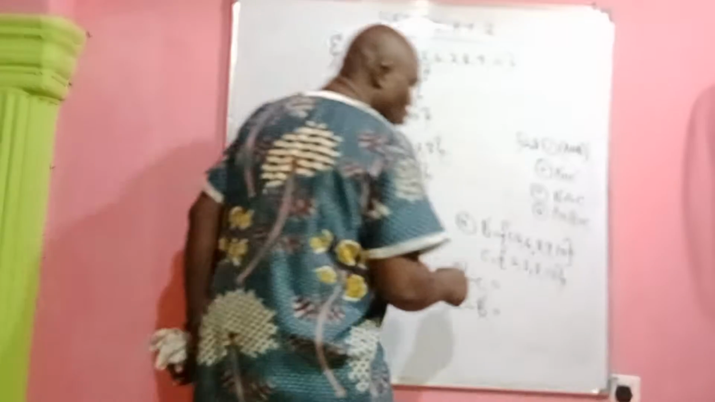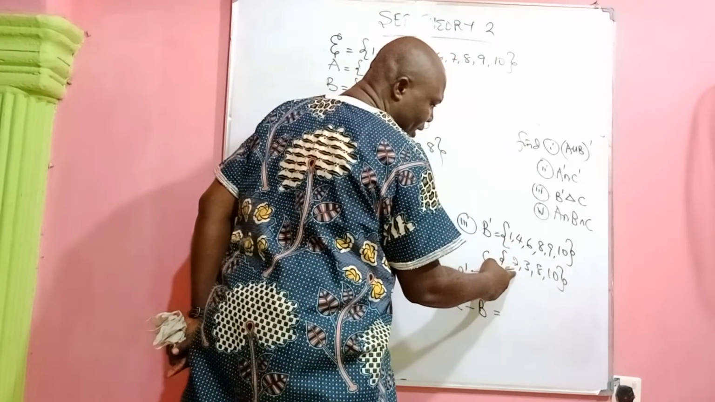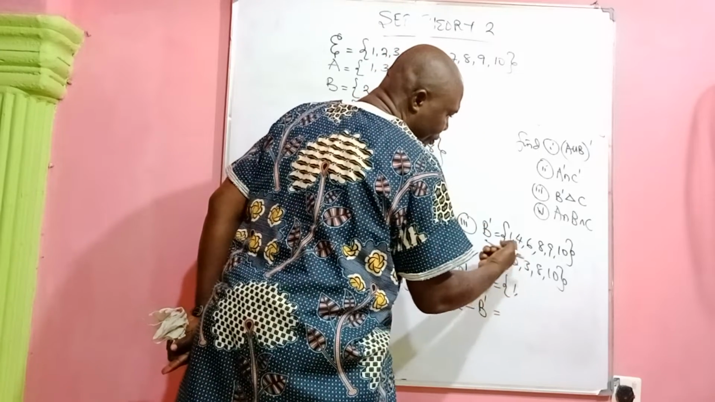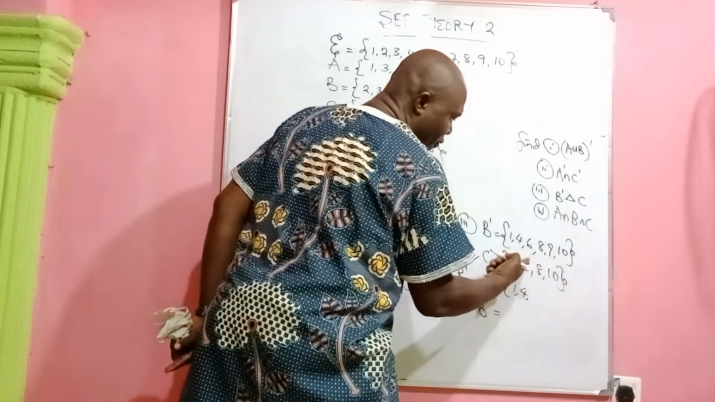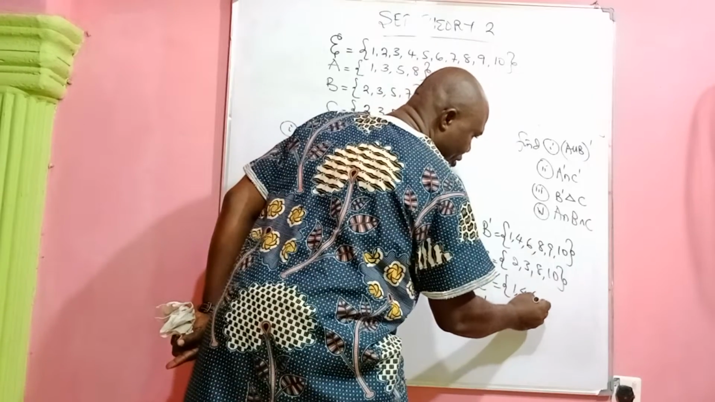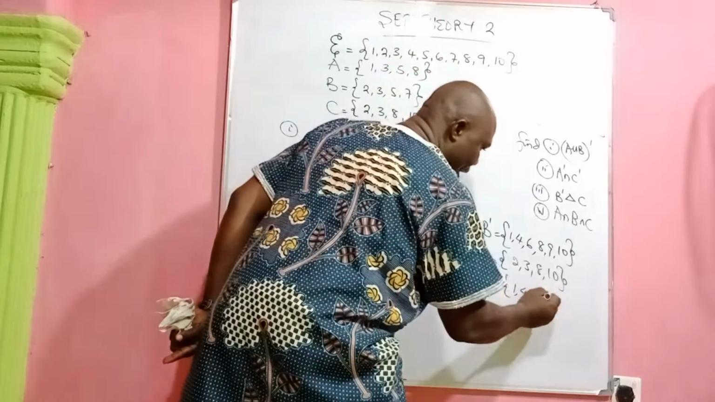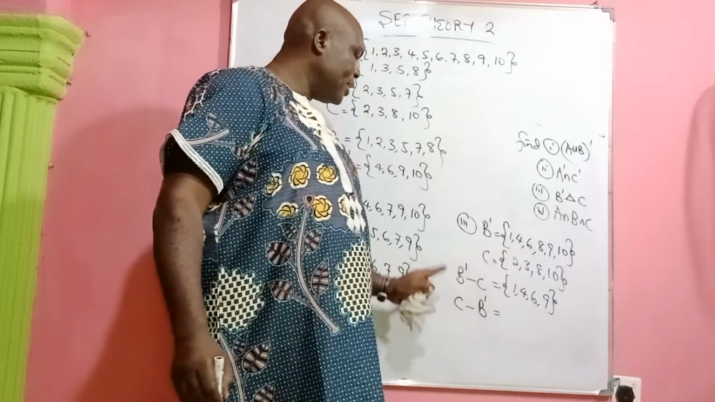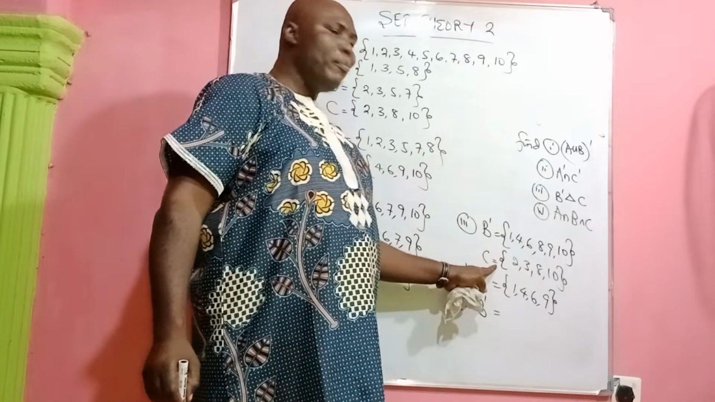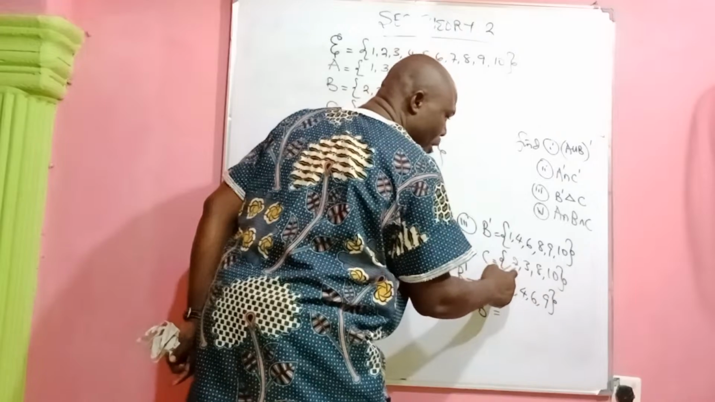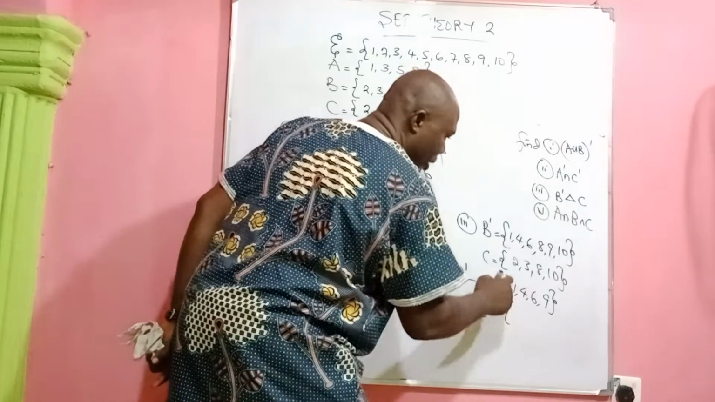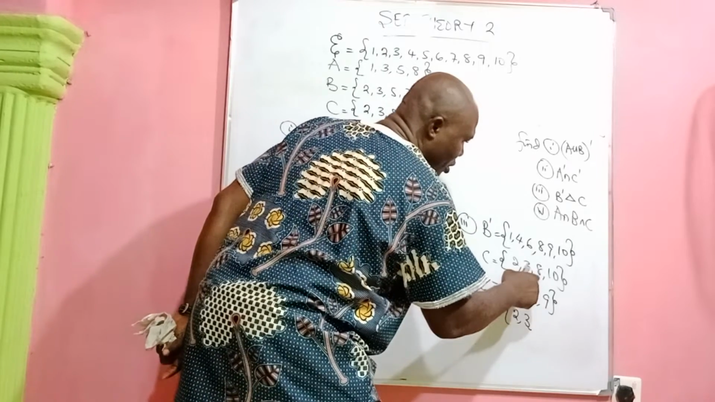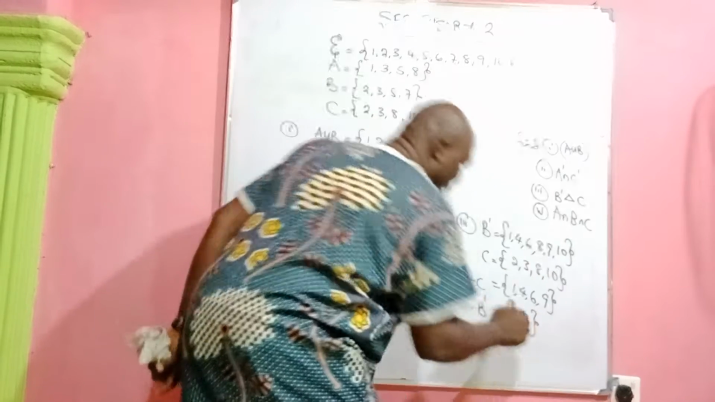The difference. So what are the elements in B complement but not in C? The elements in B complement but not in C. 1, 4, 6, and 9. So those are the elements in B complement but not in C. So the next thing we do is to find the elements in C but not in B complement. The element in C but you don't have it in B complement. And that will be 2, 3. And that's all. So 2 and 3.